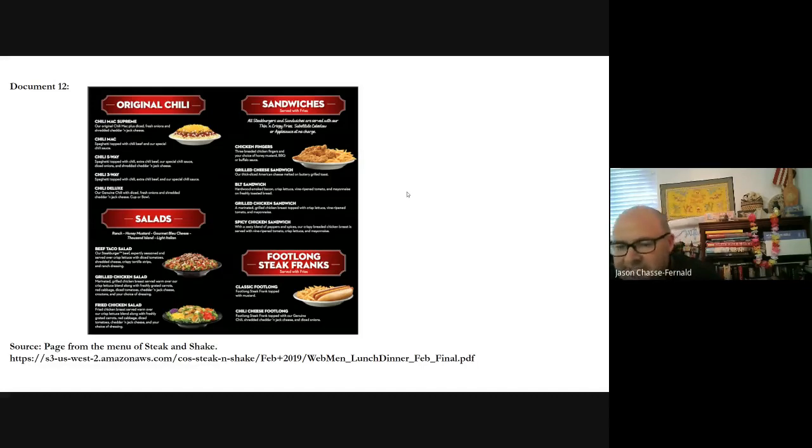This is a menu from Steak and Shake. I know it's a fan favorite amongst my students. Based on the Steak and Shake menu, does this support your assertion or go against your assertion? Obviously this is supportive of a hot dog is not a sandwich.